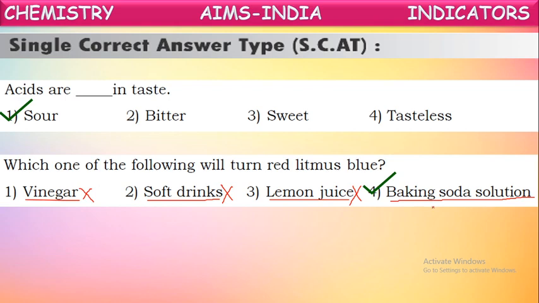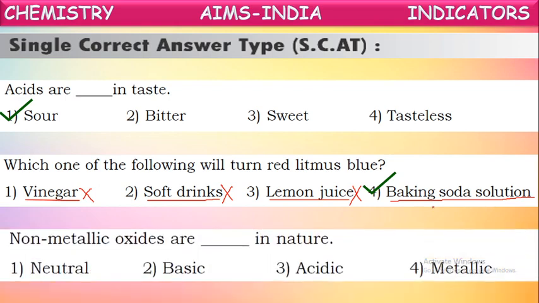Okay. Next one. Non-metallic oxides are dash in nature. Yes, what is the nature of non-metallic oxides? We have studied that metals on burning in the presence of oxygen, or on reaction with oxygen, form metallic oxides. These metallic oxides on dissolving into water form metal hydroxides. So these metal hydroxides and metal oxides are basic in nature.